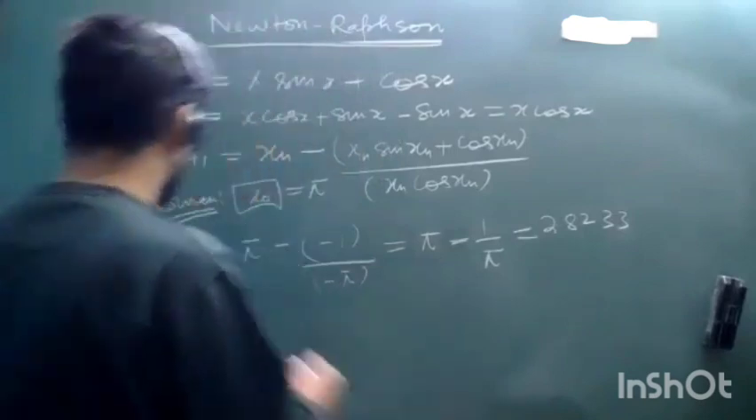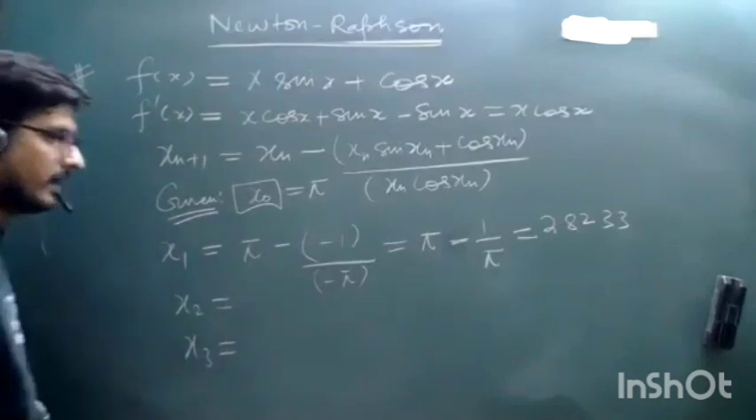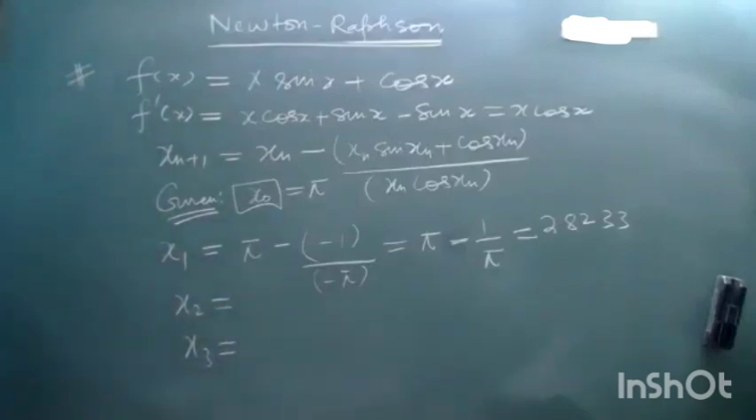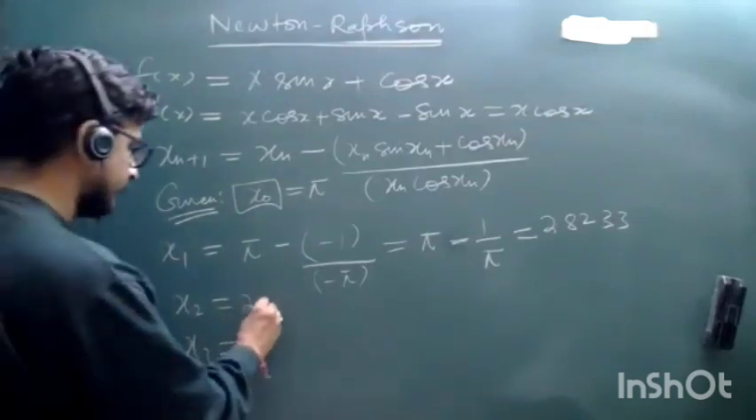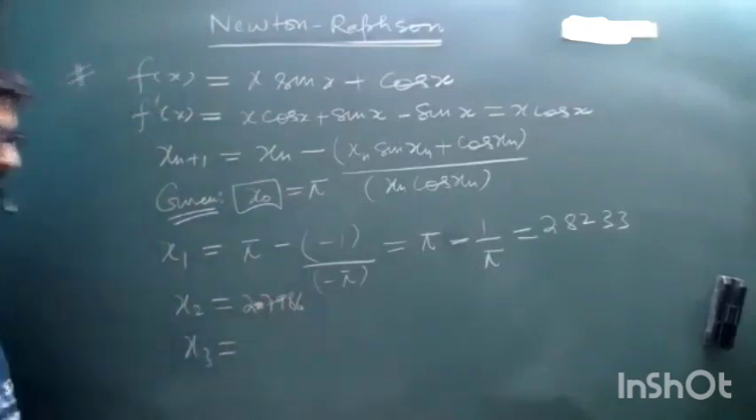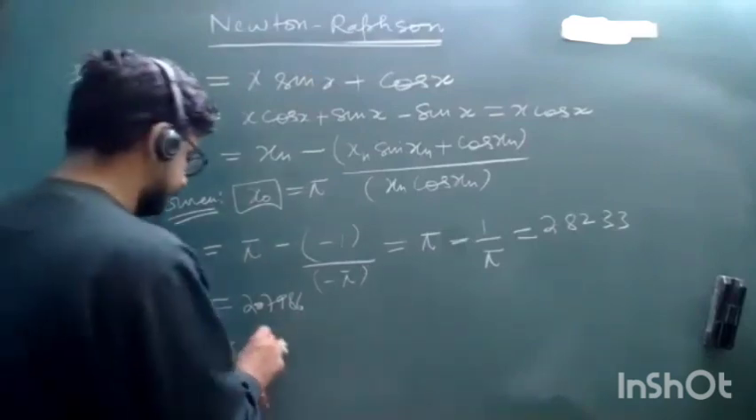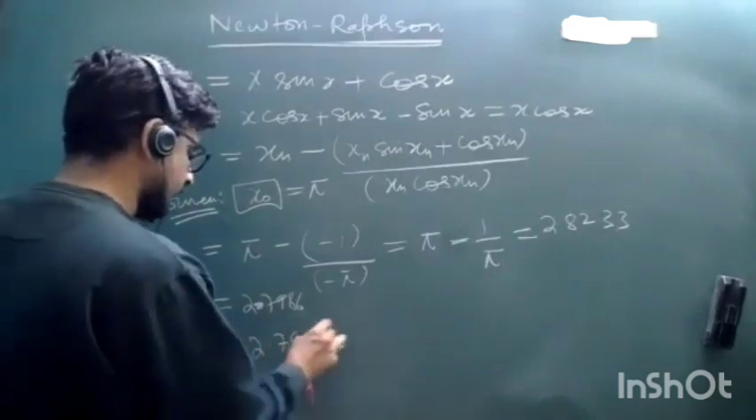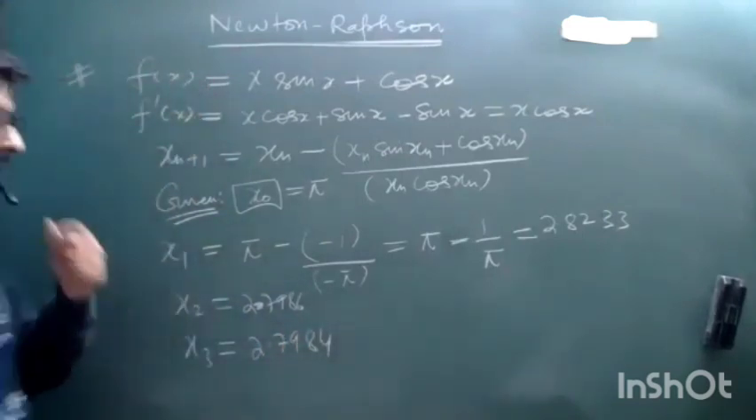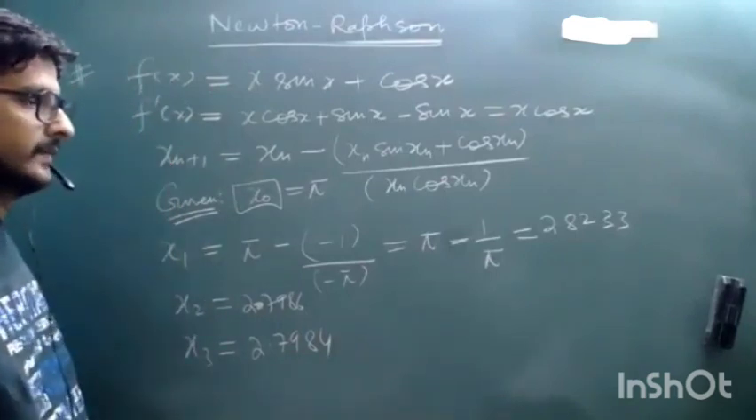So similarly, you can calculate x2, x3, like that. You can calculate during iterations. It will become 2.7986. This is for your homework, just to practice. And the next iteration will be 2.7984. So these will be the iterations. Okay. So you understood this, Newton Raphson?